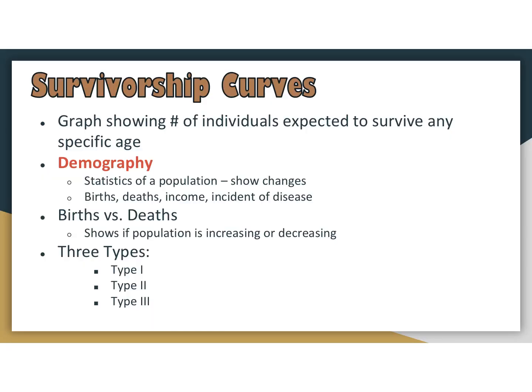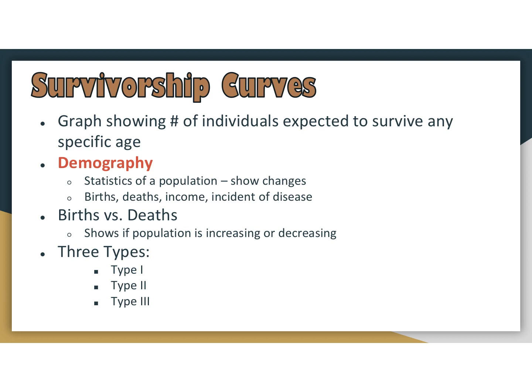A lot of times with life table information, you create a graph called a survivorship curve, which is going to show how many individuals are expected to survive at any age. This can show you a lot of demographics, or demography, which is statistics of a population. So births, deaths, it can even be income, incidence of disease, stuff like that. If you compare the births and deaths in these survivorship curves, you can tell if a population is going to increase, decrease, or stay the same.